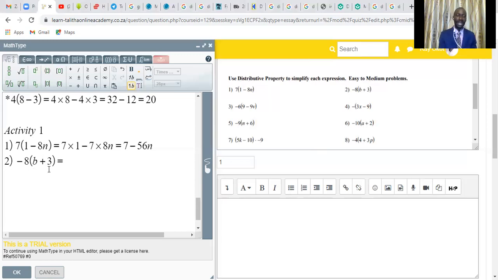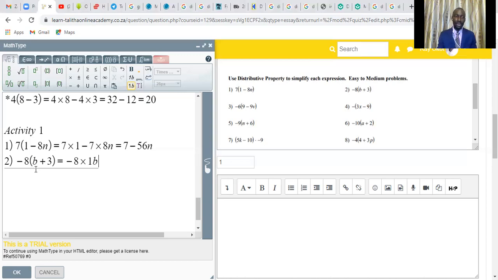Then, well, we have negative 8 that we have to multiply with what? Now, notice that we have only one b, which we can write like that. Yes, because there is only one b. We can write it as b or 1b. Let's write it as 1b.